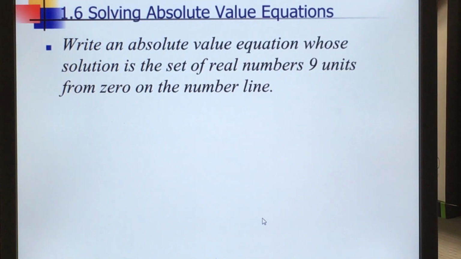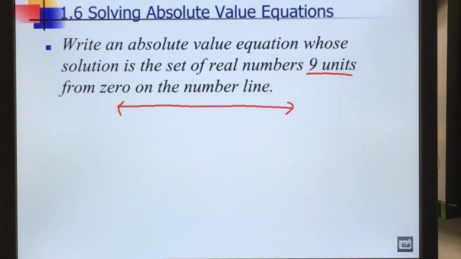It says, write an absolute value equation whose solution is the set of real numbers 9 units from 0 on the number line. If I were to try to understand the problem, that means I'm looking for the values that have a distance of 9 from 0. I already know that those numbers are 9 and -9. So my answers are 9 and -9.